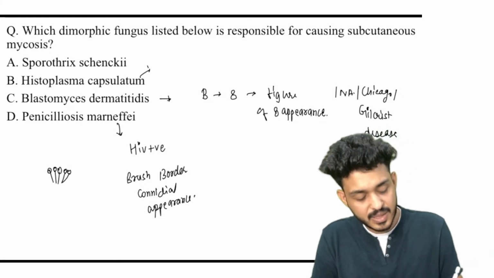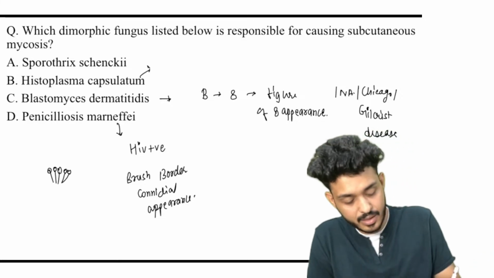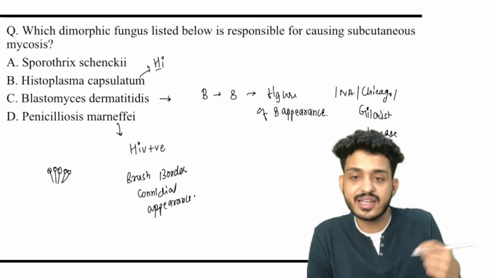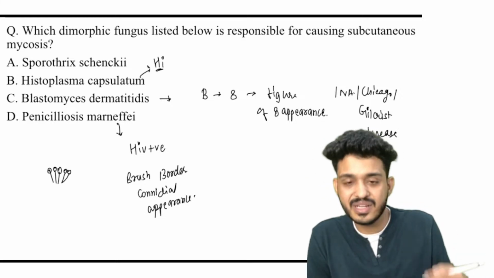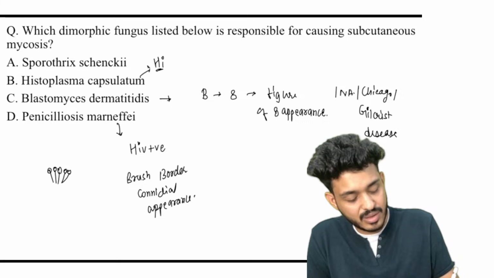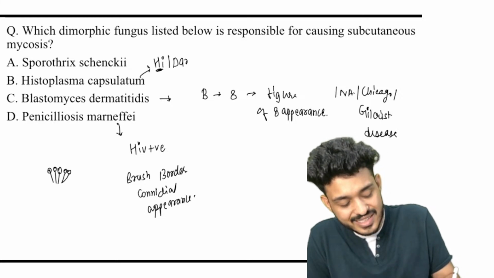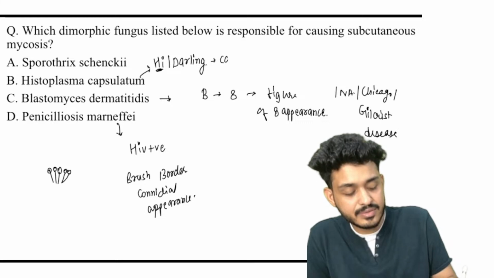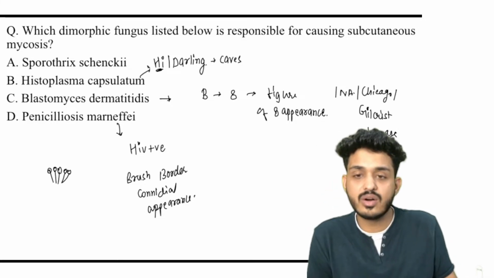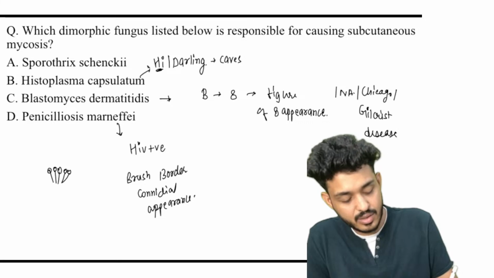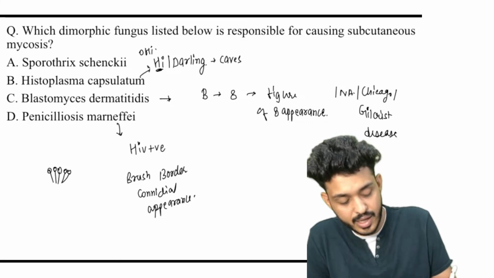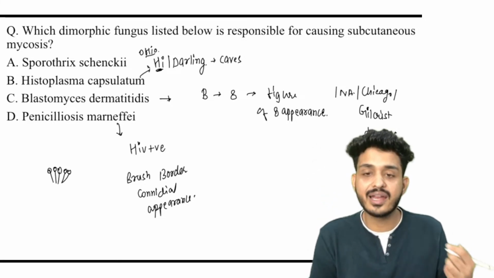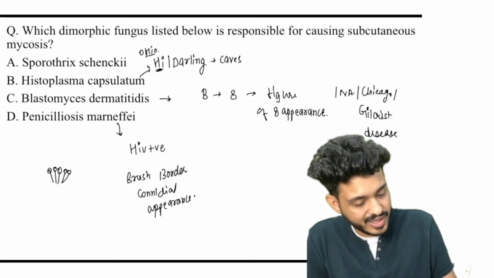Histoplasma, you can remember it as "high". It is like a TB type of thing. It is also known as Darling disease, and this one will be found in caves. Ohio will be the location. So remember high, Darling disease, found in the caves.